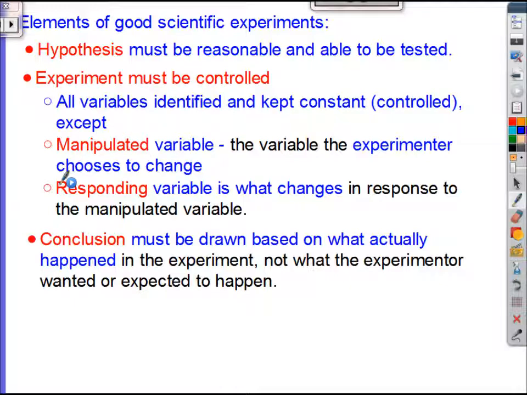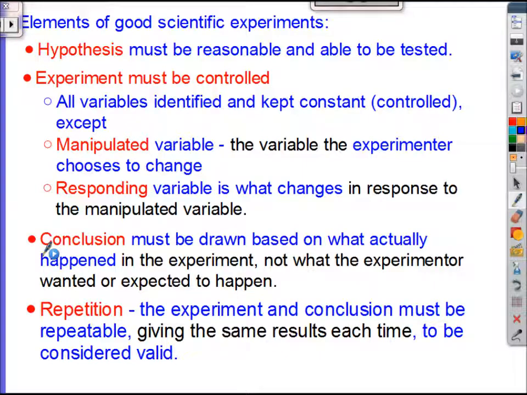Then we draw a conclusion. It must be based on what actually happened. It may not be what you expect, and that's okay. What you need to learn in science is it's okay to be wrong. You must report what you actually did. And this rolls over into lab. If you are told to add 2 grams of something and you really measured out 2.2, it's okay. Write down 2.2. We always write down exactly what we did, not what we want to happen or what we expect to see.